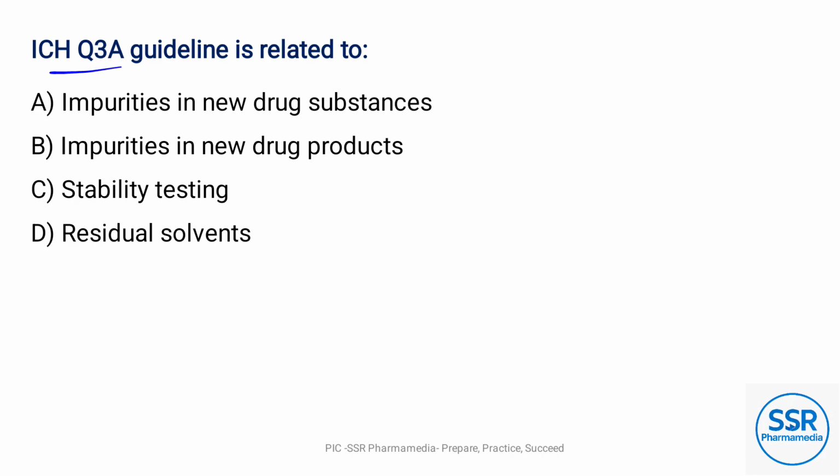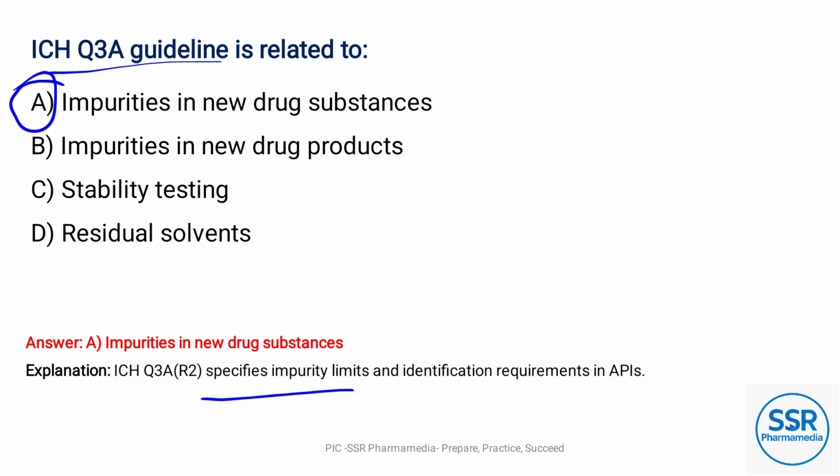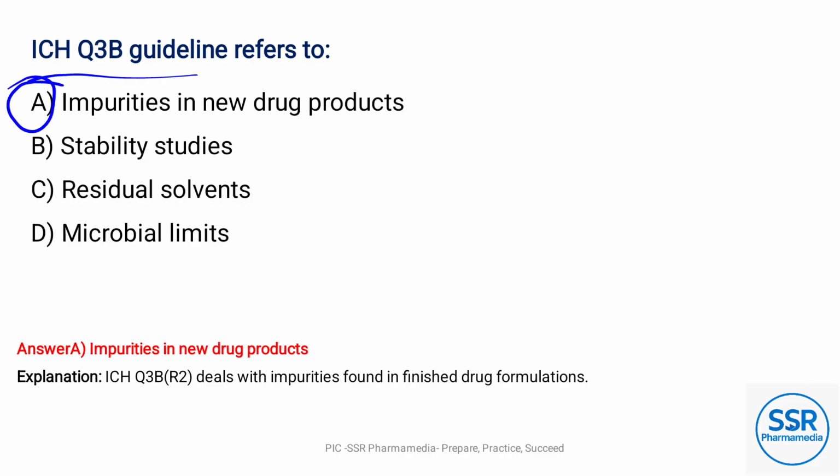We'll move to the questions. ICH Q3A guideline is related to, so the answer is option A, impurities in new drug substances. ICH Q3A specifies impurity limits and identification requirements in API. ICH Q3B guideline refers to, the correct answer is option A, impurities in new drug products. So ICH Q3B deals with impurities found in finished drug formulations.